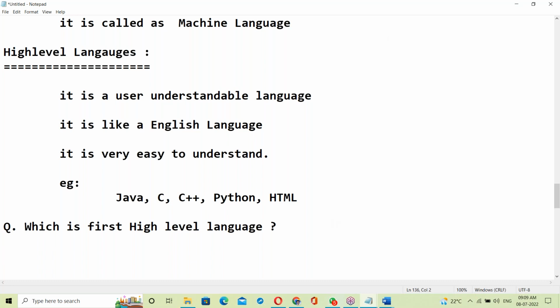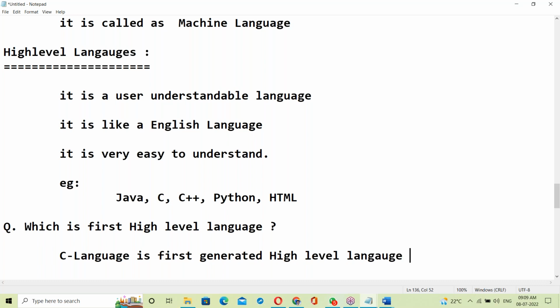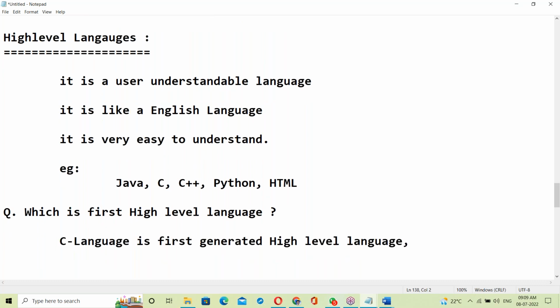C language. C language is the first generated high level language. Correct? Yes.